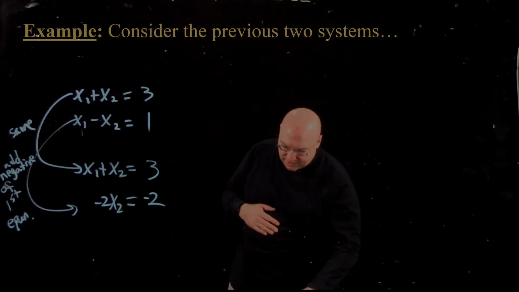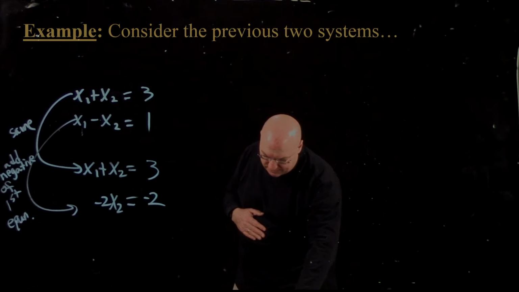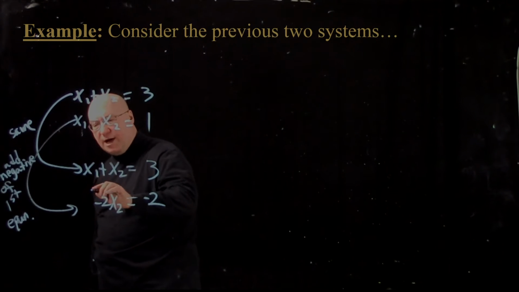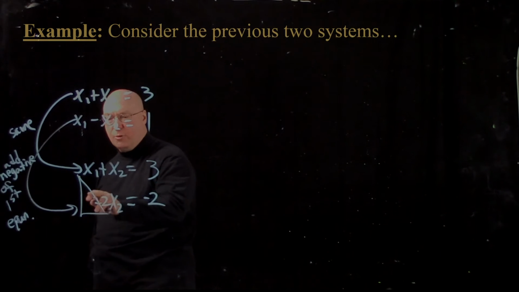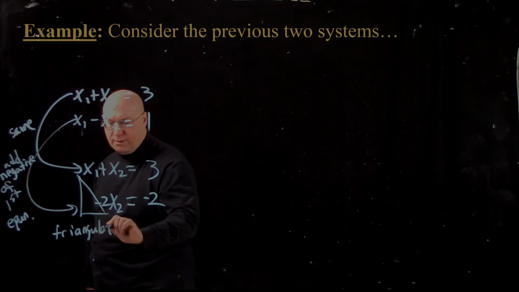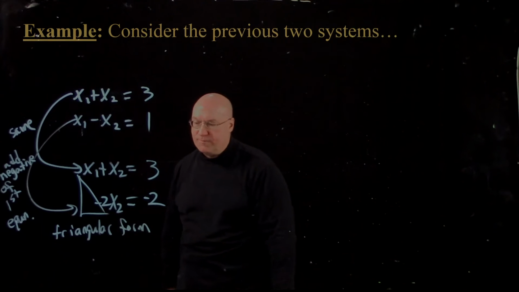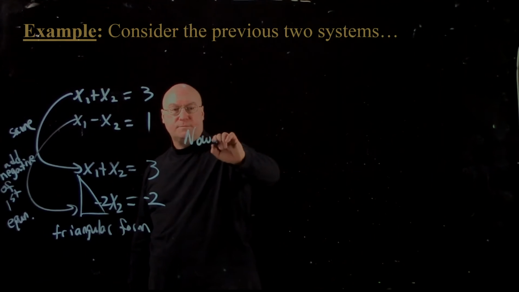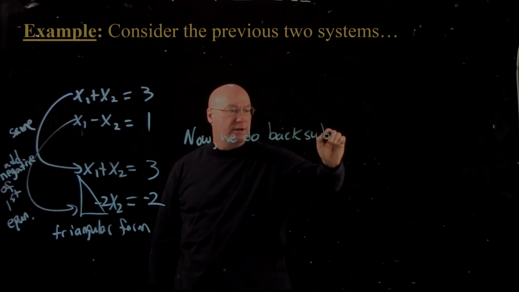Now, this is very, let's see, where is it? Okay, I'm just going to tell you right now, what I've done is I've cut off that variable here, right? So I've created a little triangle where there's nothing. We call this the triangular form for the system, or a triangular form for the system. So now all I need to do is back substitution.